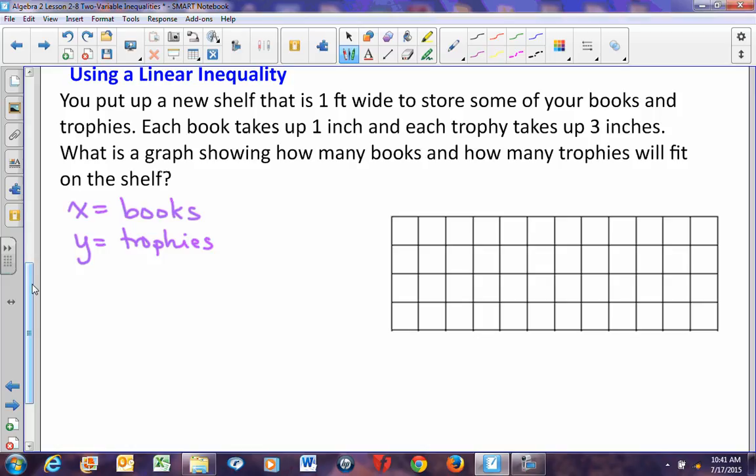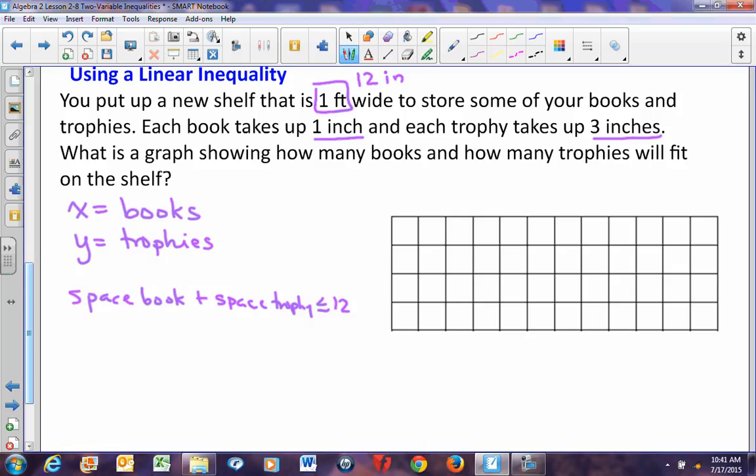I do know that each book takes up 1 inch and each trophy takes up 3 inches. And I only have a foot to work with, and a foot is the same as 12 inches. That's something to pay attention to. So the space for the books plus the space for the trophy has got to be less than or equal to 12 inches. That's all I have is 12 inches.